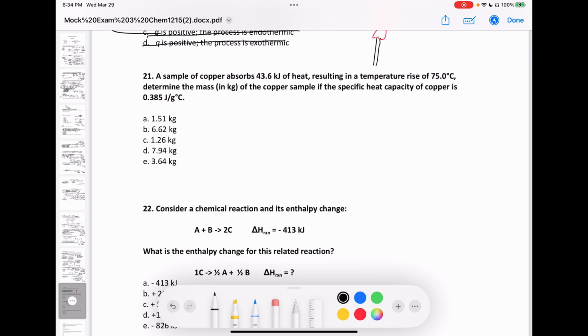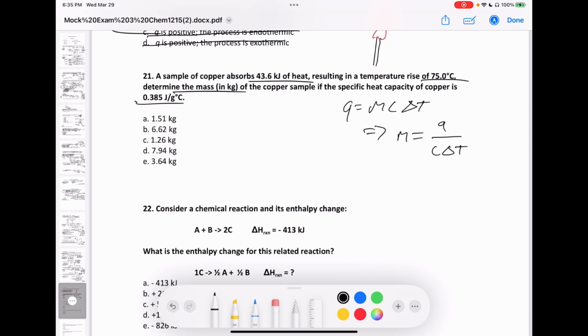A sample of copper absorbs 43.6 kilojoules of heat, resulting in a temperature rise of 75 Celsius. Determine the mass of the copper sample, if the specific heat capacity of copper is 0.385 joules per gram Celsius. Okay, so the question is asking for mass, and we're given Q, delta T, and the specific heat capacity. So the only equation that we know right now is Q is equal to mc delta T. And if we want the mass, we just isolate mass. So we get mass is equal to Q over c delta T.